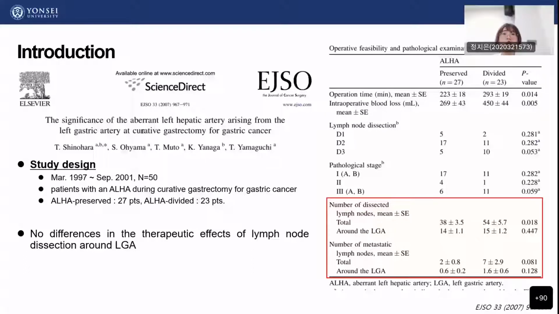The extent of total nodal dissection was greater in the aberrant left hepatic artery divided group than in the preserved group. However, the number of lymph nodes dissected around the left gastric artery per patient was comparable between the two groups. Similarly, there was no significant difference between the two groups in the total number of metastatic lymph nodes and the number around the left gastric artery.